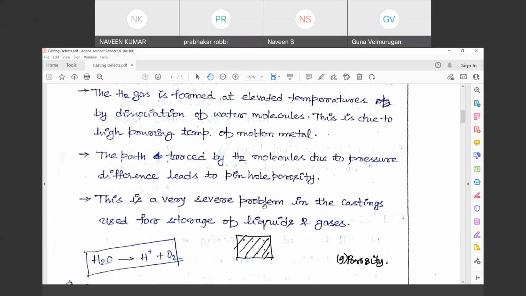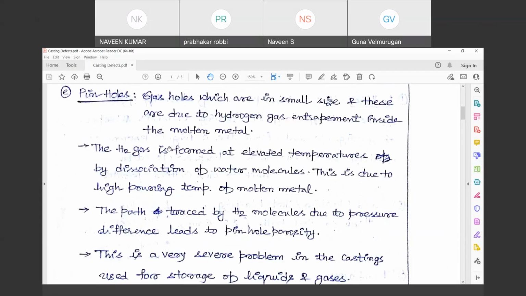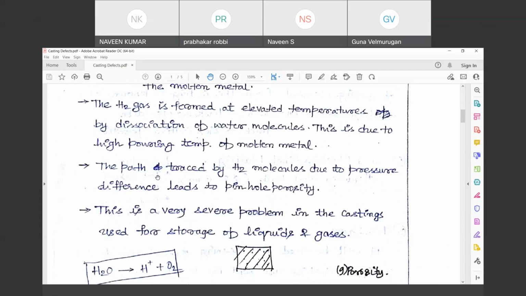and gases. If you are storing high pressure liquids and gases in a container, and if that container has this kind of porosity, that is your pinholes, it's very dangerous. They'll blast. I've literally seen it myself in one company. When I worked in my company for 2 years, I was posted in a workshop in the production planning department. But anyways, I had to roam here and there in the workshop.